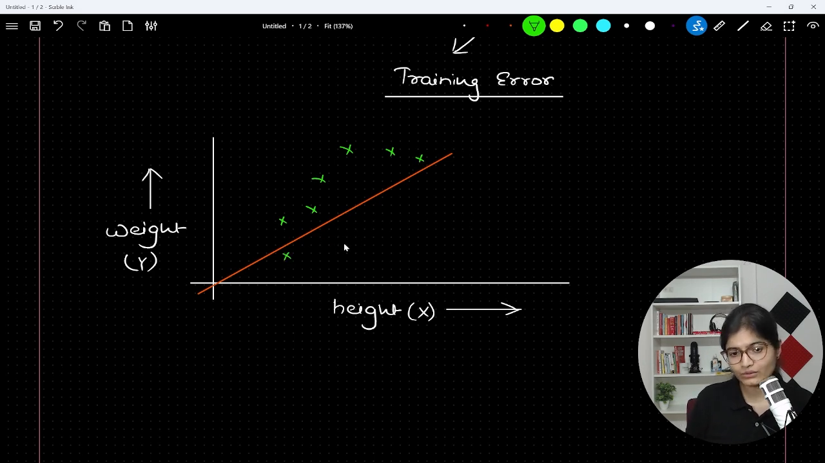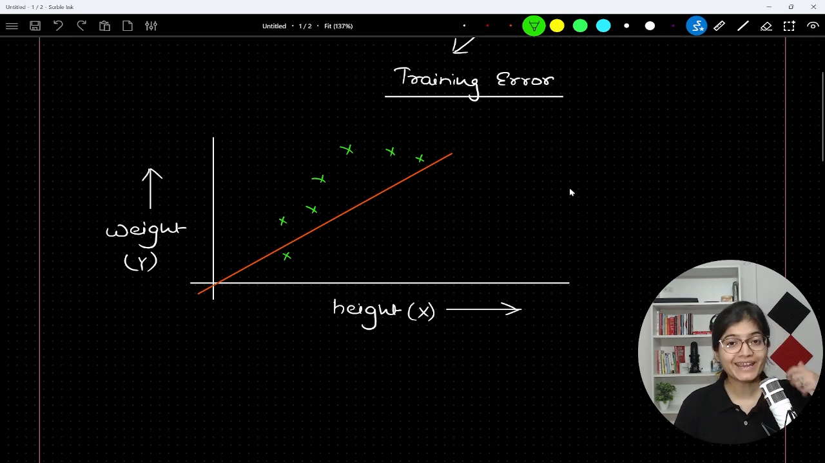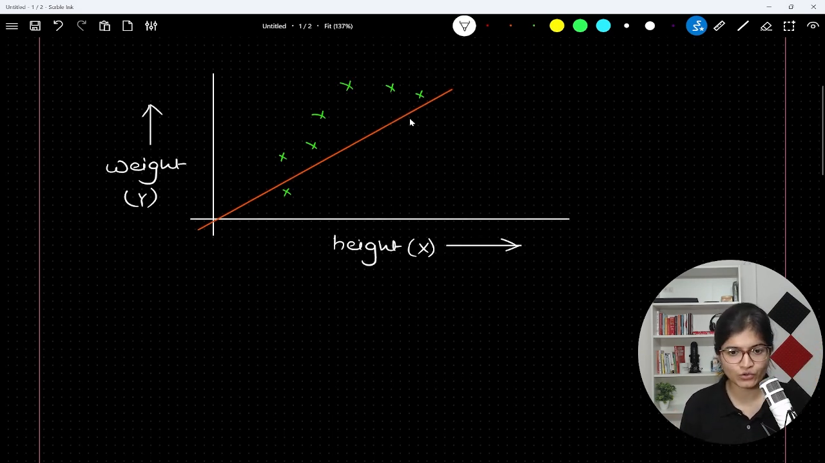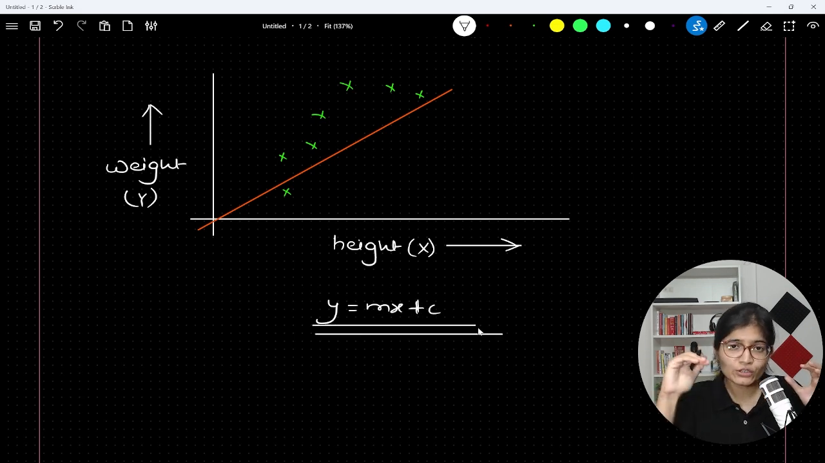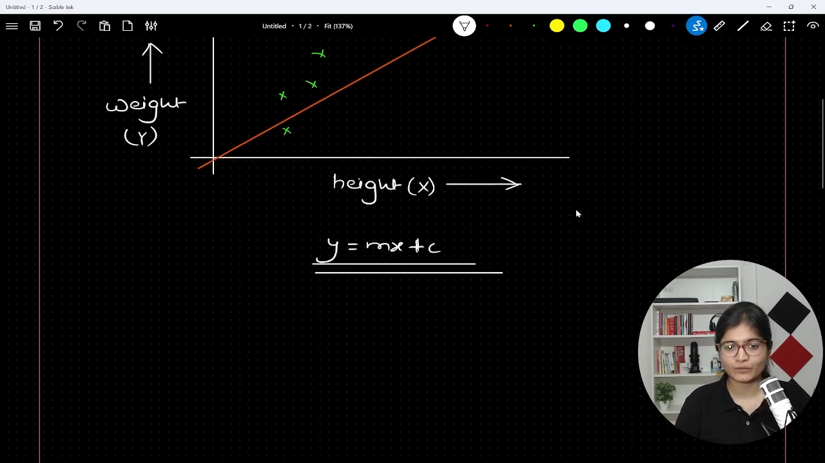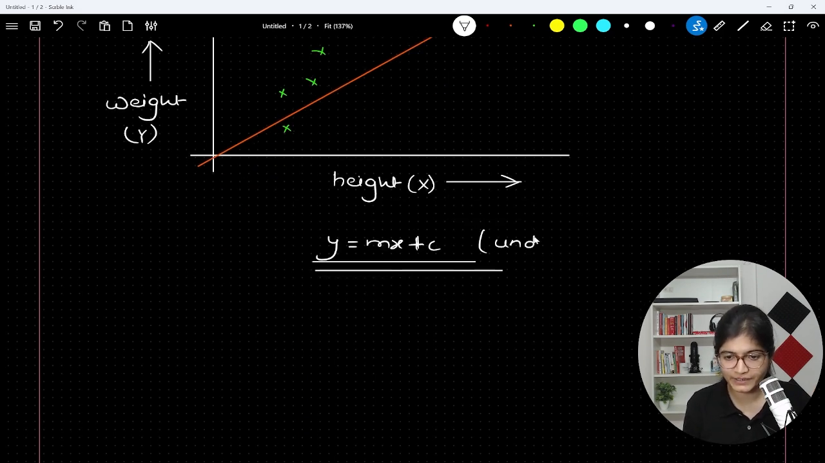Now, this is where you can say that my model has a maximum error. It means that when I'm trying to train my model, it contains a huge amount of error on the training data itself. So here the equation of the line will become, I hope everyone knows, y equals mx plus c. And maybe this is not the correct way to find a best fit line for this particular data set, right? So in this case, what I will say is that your model is underfitted.